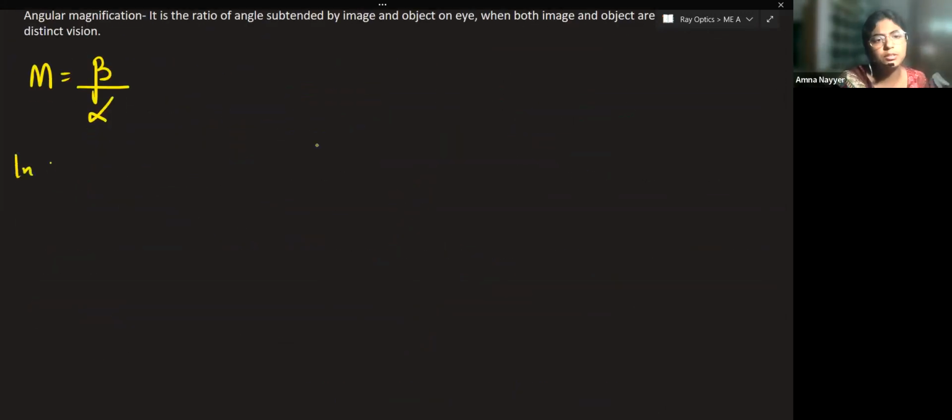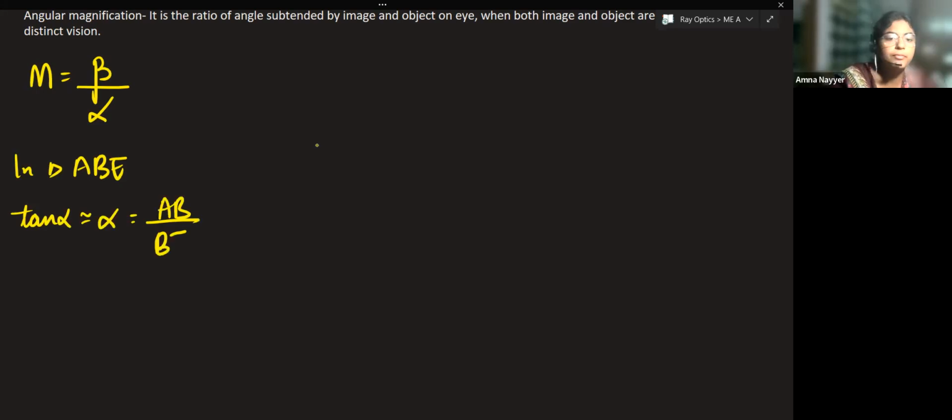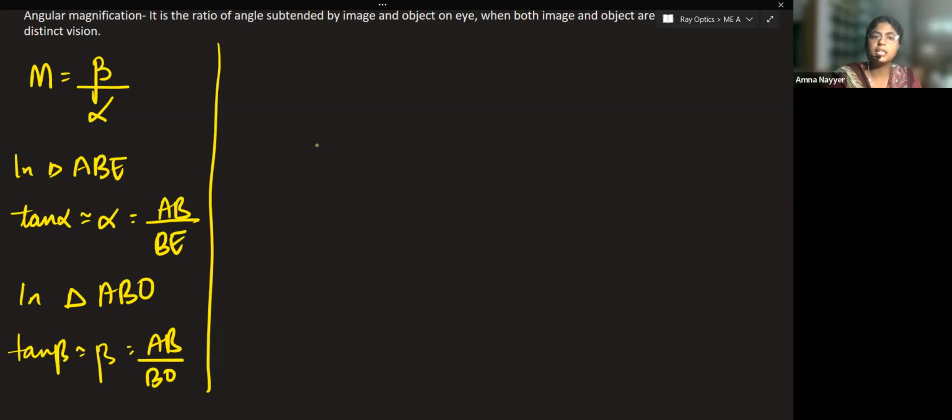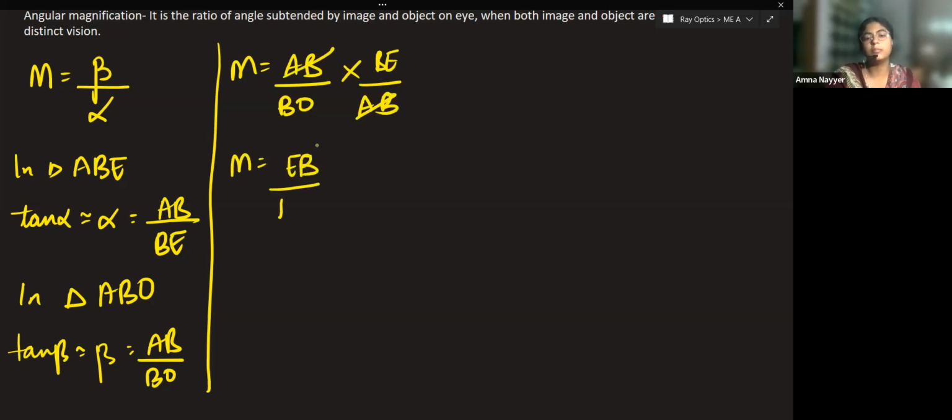So in triangle ABE, tan alpha, which is almost equal to alpha, is equal to AB divided by BE. In triangle ABO, tan beta, which is almost equal to beta, is equal to AB divided by BO. Now what can I do? I can keep the values of alpha and beta here. So beta is AB by BO. Alpha is in the denominator, so I am reciprocating it, divided by AB. AB gets cancelled. Magnification becomes equal to EB divided by BO.